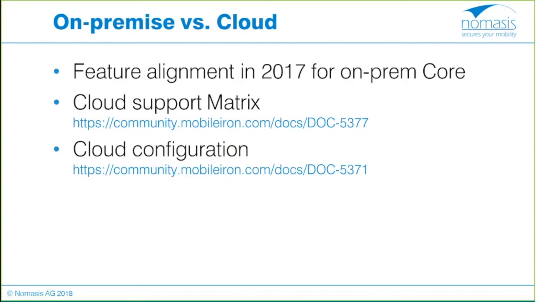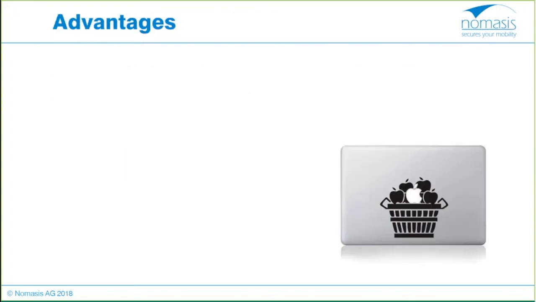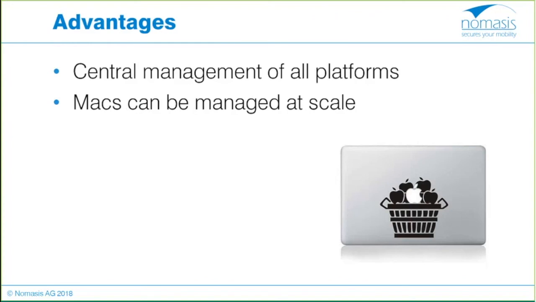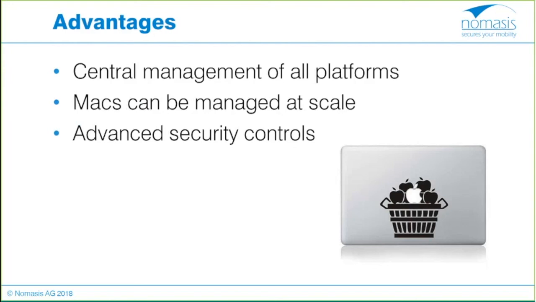So I'm almost done. There's one more slide remaining. The advantages of Mobile Iron is that you can centrally manage all platforms, so not only mobile, like iOS, Android, Windows Phone, but you can also manage Windows desktops and macOS with the same unified interface. Macs can be managed at scale. You get advanced security controls as well. The operations are quite simple. You are used to it, so why not using them as well for macOS?